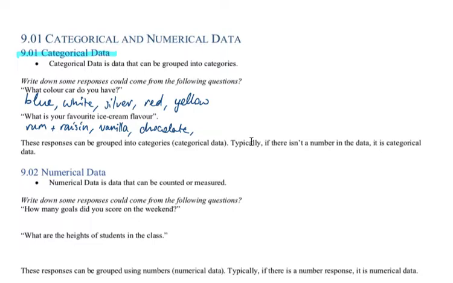So what we're doing is we're asking a question and we're getting data back. In this case, the data is called categorical data. Why is that? Well, these responses can be grouped into categories. So our categories are typically a color or a flavor. To distinguish the difference between categorical and numerical, typically there isn't a number in the data. When you ask a question, out pops categorical data. Typically there isn't an answer that is a number. So in this case, we can say that the responses are categorical data.